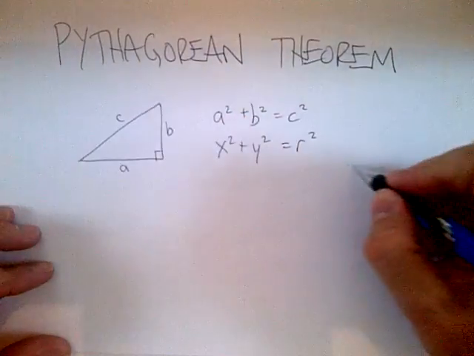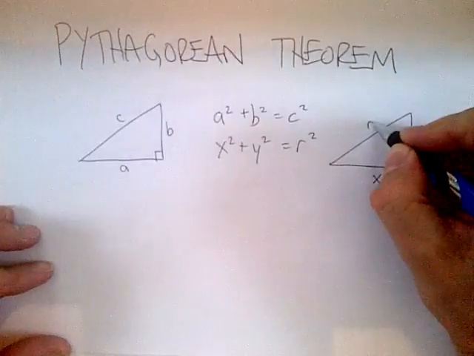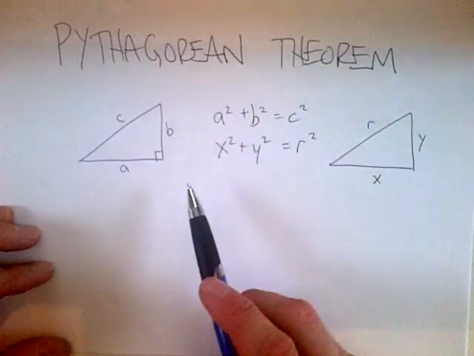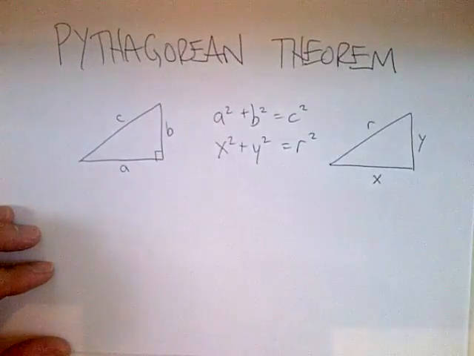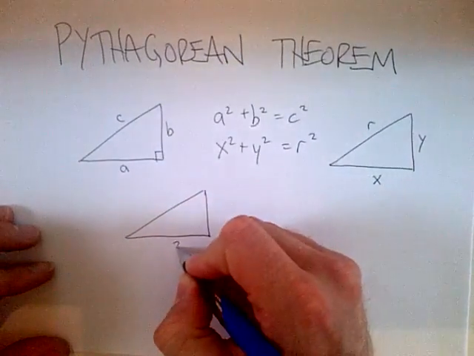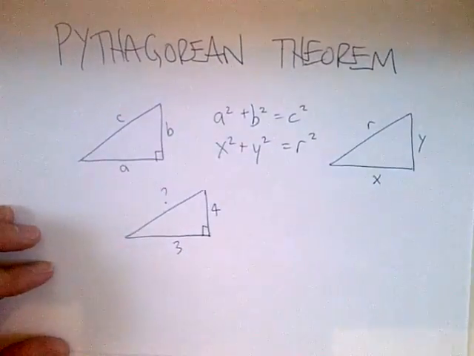And that's if it's a right angle triangle. Or this would be the x, y, and r. So if you know two of these sides, you can find the third one as long as you follow this. So here's a common one. If this side is 3 and this side is 4, what's this side?